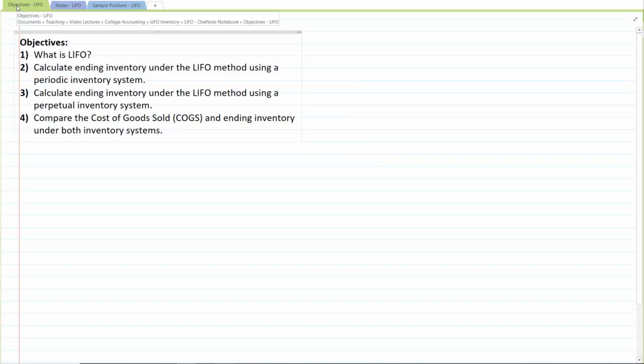Hey everybody. So in this video we're going to be discussing the LIFO method of inventory. What we hope to accomplish here is give you a little bit of background about what LIFO is. We're then going to move on to a sample problem and calculate out LIFO under both the periodic inventory system as well as the perpetual inventory system. And then from there we're going to compare the cost of goods sold and ending inventory under both of those inventory methods.